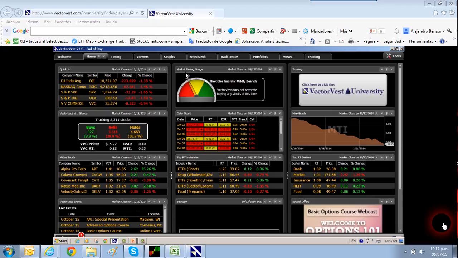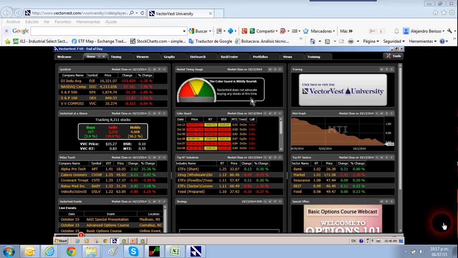Every day, this market timing gauge will tell you whether the market is bullish or bearish and give advice on whether you should be buying or not be buying. And remember, I said I was going to keep things simple and give you just a 5-minute prep to get you ready for the next day. So all you need to do, open up VectorVest to this Home tab. Look at this market timing gauge and read the advice.